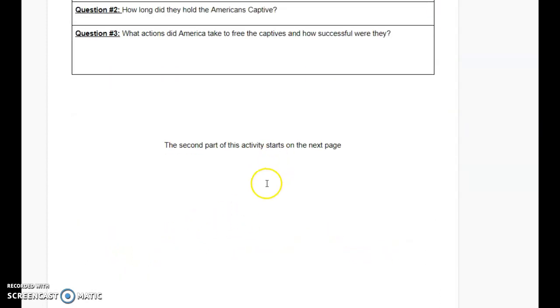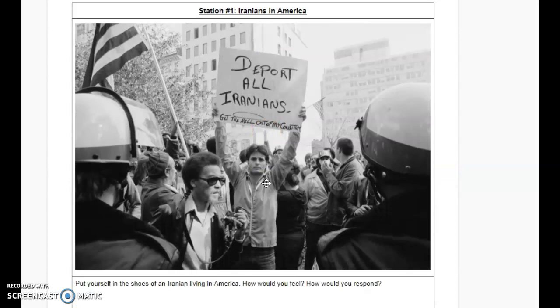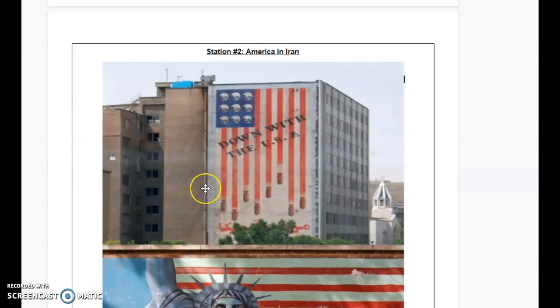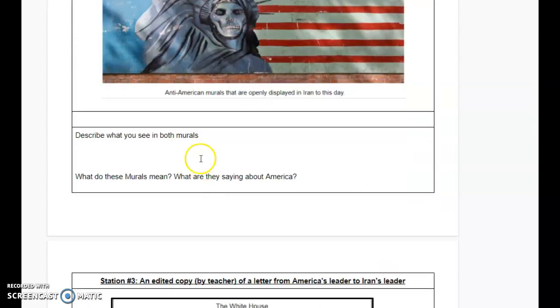All right, so then the second part of this activity starts below. So you have station 1. You look through this, and then you have these questions. Station 2, some images, some questions.